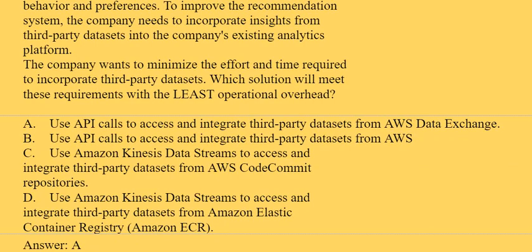Option A. Use API calls to access and integrate third-party datasets from AWS Data Exchange. Option B. Use API calls to access and integrate third-party datasets from AWS. Option C. Use Amazon Kinesis Data Streams to access and integrate third-party datasets from AWS CodeCommit repositories. Option D. Use Amazon Kinesis Data Streams to access and integrate third-party datasets from Amazon Elastic Container Registry (Amazon ECR). Correct answer is option A.